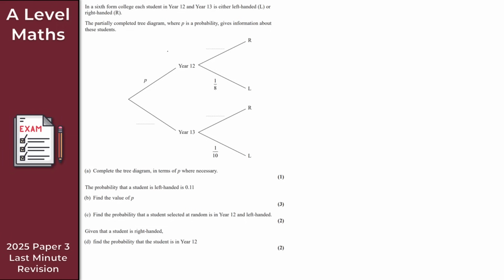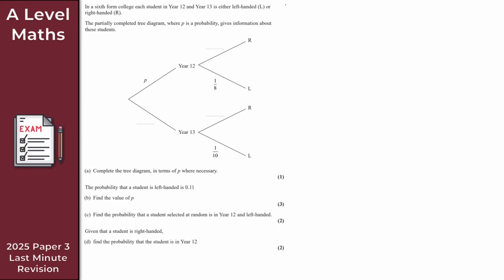So what have we got for question 1? What I've got here is a sixth form college where we have year 12 and year 13 students, and they're either left-handed, L, or right-handed, R. What we've then got is a partially completed tree diagram where P is a probability, and this gives us information about these students.